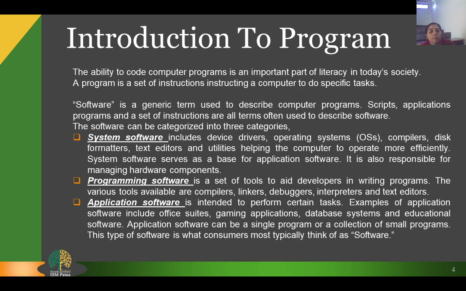The next term is application software. It is intended to perform certain tasks. There are various examples such as MS Office, gaming applications, database systems, educational software, ticket reservation systems, hotel booking systems, and many more. Whatever you see for a specific purpose, those are all application software. This type of software is what consumers most typically think of as software.